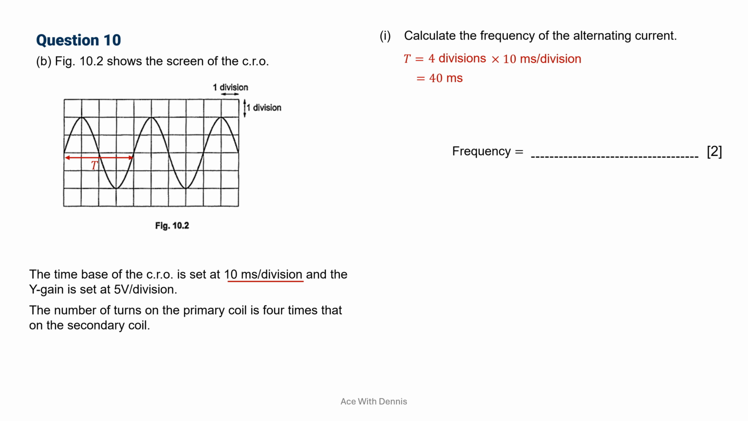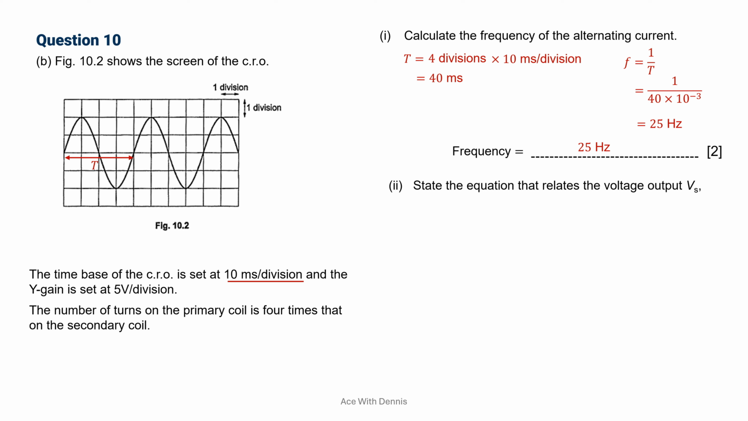So 40 milliseconds means it's 40 times 10 to the power of negative 3 seconds. So we use this value to calculate the frequency. f will be 1 over T, which is 1 over 40 times 10 to the power of negative 3, and we'll get 25 Hz. Therefore, the frequency is 25 Hz.